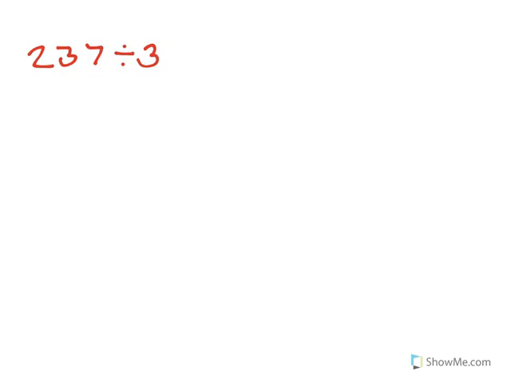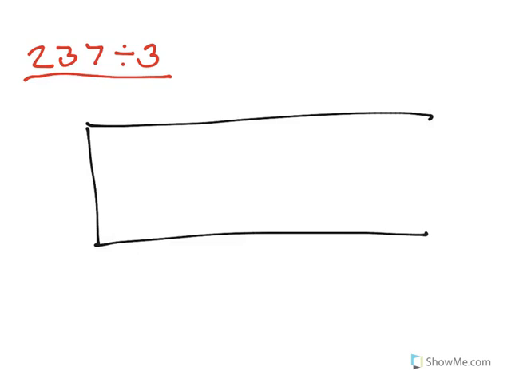We are going to use the area model to solve the problem 237 divided by 3. So what we would need to do is start by making a rectangle, and we're going to put our divisor, which is 3, right here. Then we're going to take our dividend, which is 237, and we're going to put it inside the rectangle.